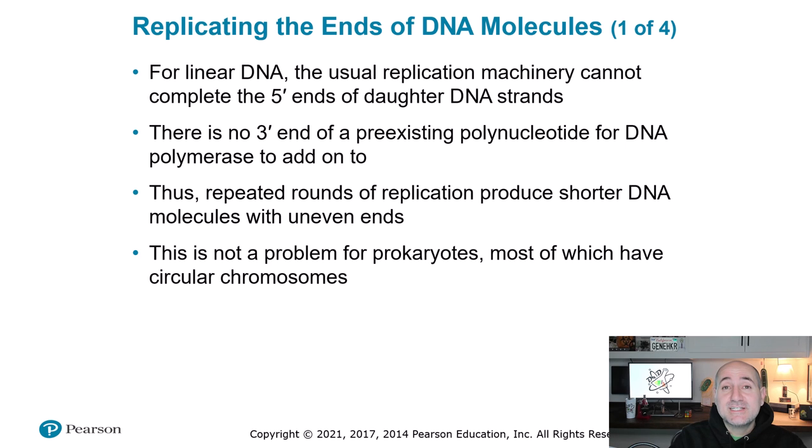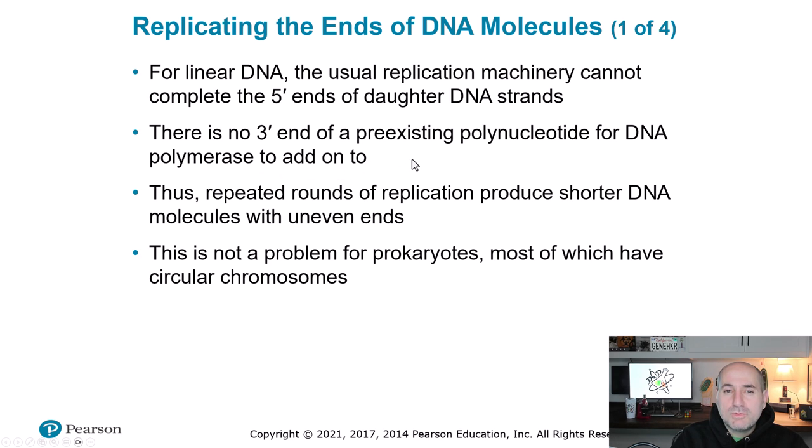Now, for linear DNA, like your DNA and my DNA, eukaryotic DNA is linear, right? We have a challenge that our cells have to overcome when DNA replication is occurring. So you can see here, for linear DNA, the usual replication machinery cannot complete the 5' ends of the daughter strands of DNA. This is because there is no 3' end of a pre-existing polynucleotide for DNA polymerase to add on to.